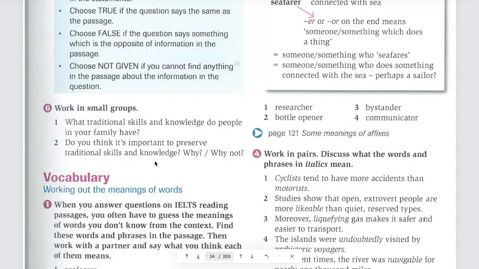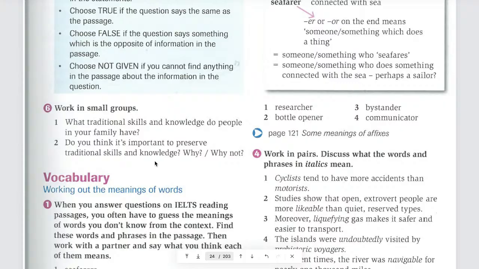Okay, now someone please tell me. I think it's not important to preserve traditional skills and knowledge because they are too old to use, also in the past. So if in the future some people may not like their skills. Okay, yes, you can say that.